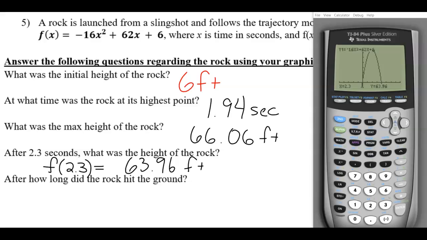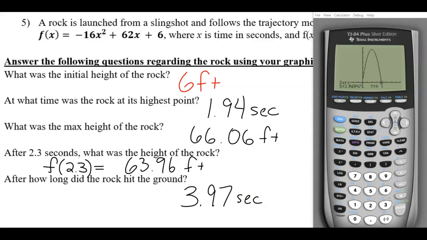And last, after how long did the rock hit the ground? Ultimately, what's that asking you to find? The x-intercept. So second trace 0, option 2. And then we do it the same way as the min or max. It says go to the left of the x-intercept, so hit enter. And then go to the right of it, which is kind of below. And then guess, come back to the middle there and hit enter one more time. So what is my answer? About 3.97 seconds. Good.